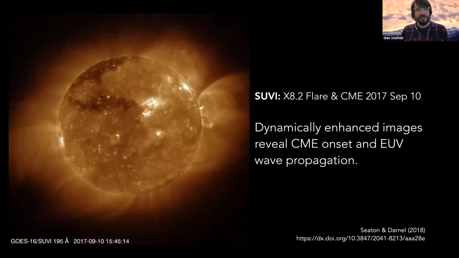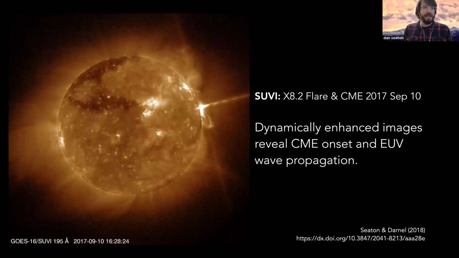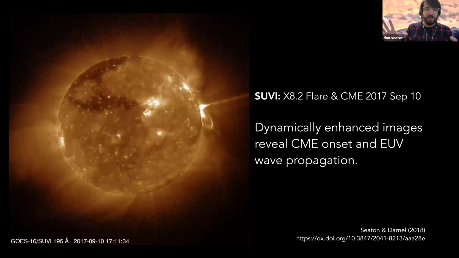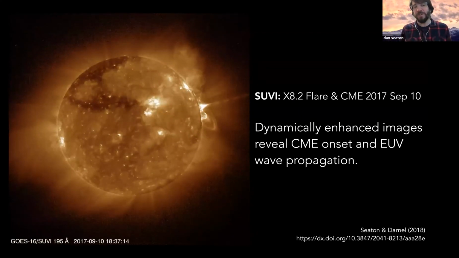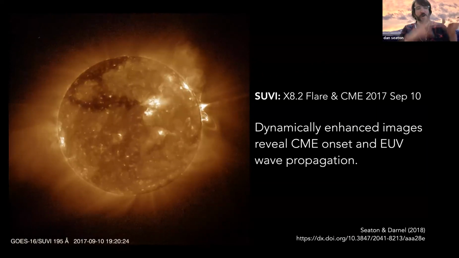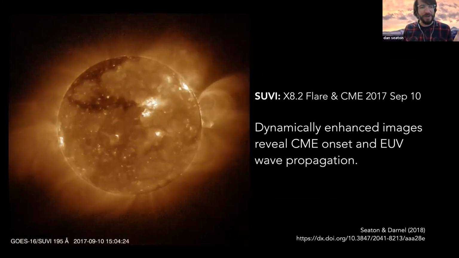Finally, I want to go to September 2017. We saw the biggest flares of the whole last solar cycle. And this is a SUVI observation, and you'll see why we're going to use SUVI. Because of its slightly larger field of view, we can see how this particular eruption on September 10th triggered a global shock that bounced around across the whole corona.